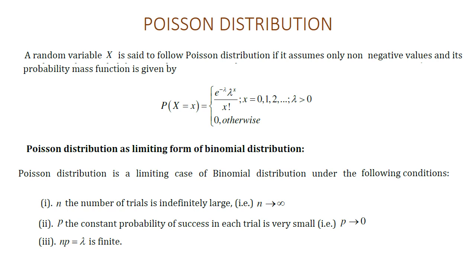Actually, Poisson distribution is a limiting form of binomial distribution. If the number of trials is indefinitely large, then we follow Poisson distribution instead of binomial distribution. Here the small p denotes the constant probability of success in each trial, and it is very small. And λ, which denotes the mean, is equal to np, and it is also finite.